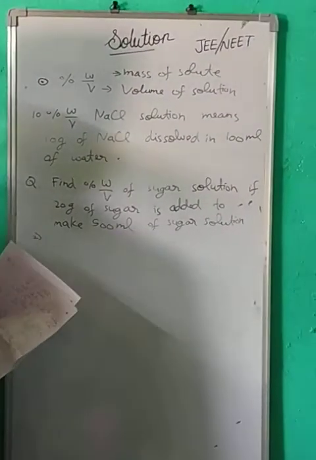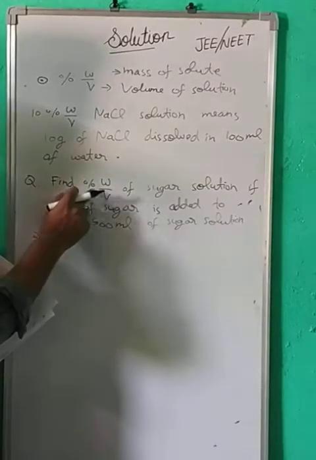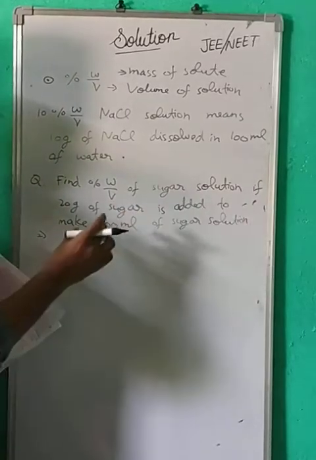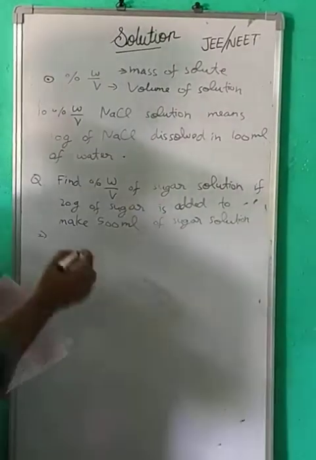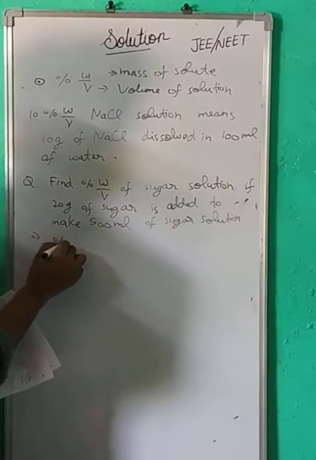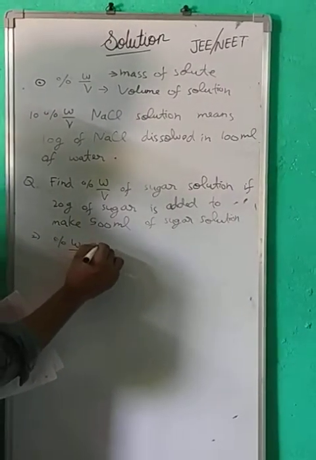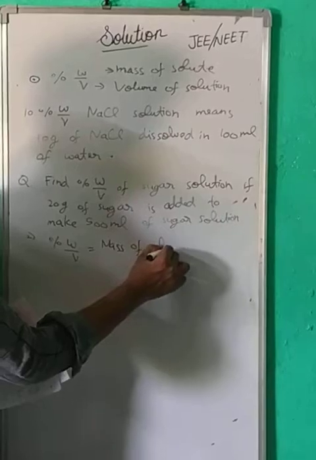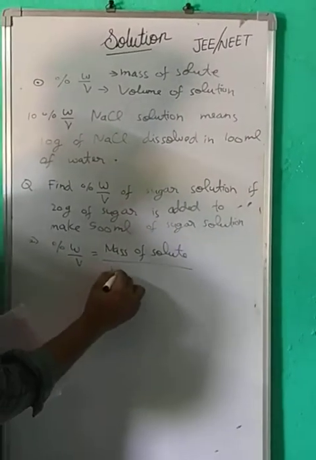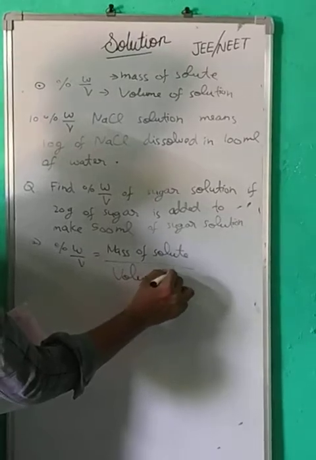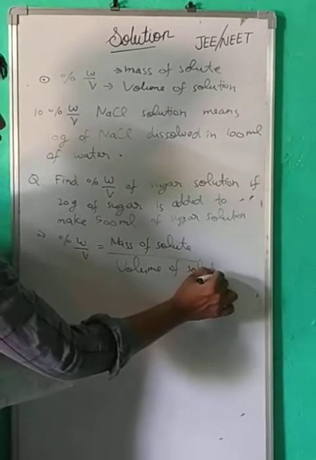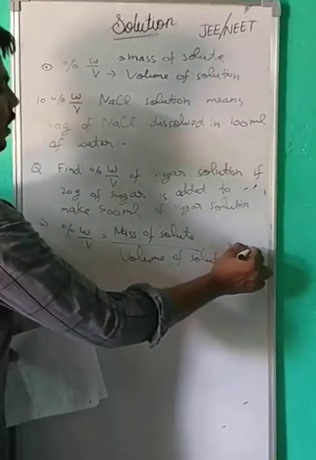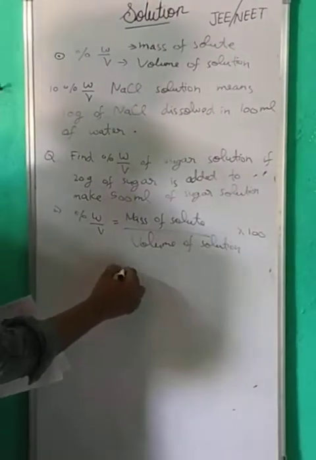Okay, let us see one question based on this. Find percentage weight by volume of sugar solution if 20 gram of sugar is added to make 500 ml of sugar solution. Just you have to find here percentage weight by volume. The formula will be what? Mass of solute upon volume of solution, because we are doing percentage weight by volume, into 100.